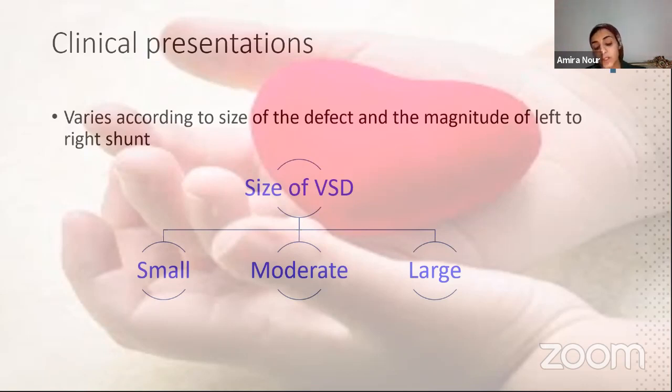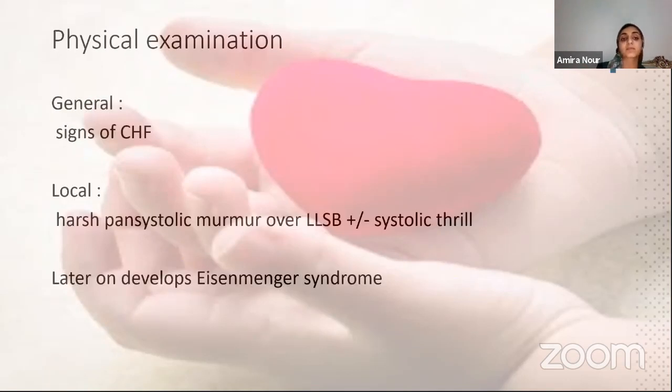And actually, those patients with large non-restrictive VSD most commonly develop symptoms of congestive heart failure, as low cardiac output and pulmonary venous congestion as early as possible, maybe in the first 6 months of life. And also the physical examination, again, varies according to the size of VSD. A small VSD, those patients will be asymptomatic with no general symptoms. And those with large non-restrictive VSD, they will have signs of congestive heart failure and low cardiac output symptoms.